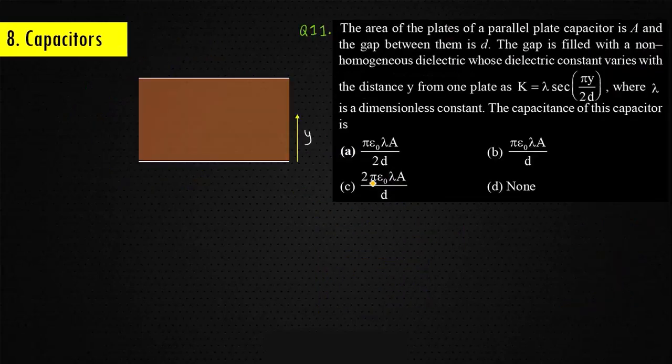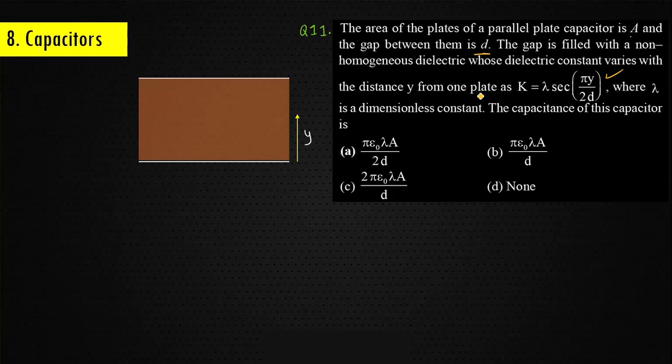Now moving on to the next situation. Here there is a parallel plate capacitor of area A and the gap between them is small. Now the gap is filled with a dielectric whose constant varies along the y axis. Here lambda into pi y by 2d. That is the variation that is given, where lambda is a dimensionless constant. Find the capacitance of this capacitor.